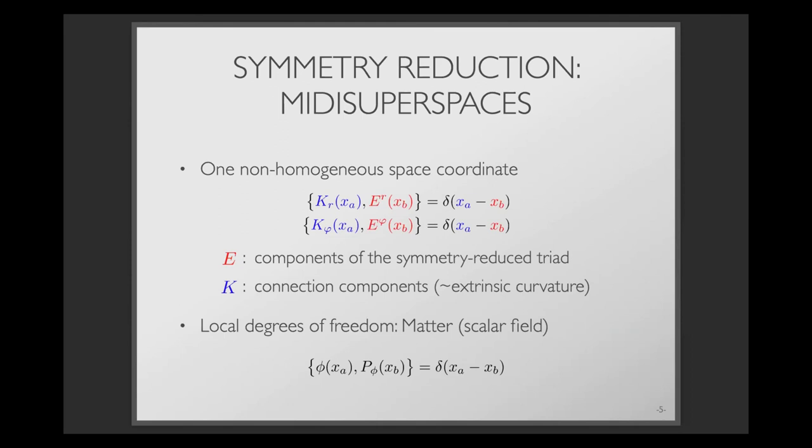With respect to the phase space, the configuration variables will be the Ashtekar connection components, which are directly related to the extrinsic curvature in these mini-superspace models, and the components of the symmetry reduced triad.